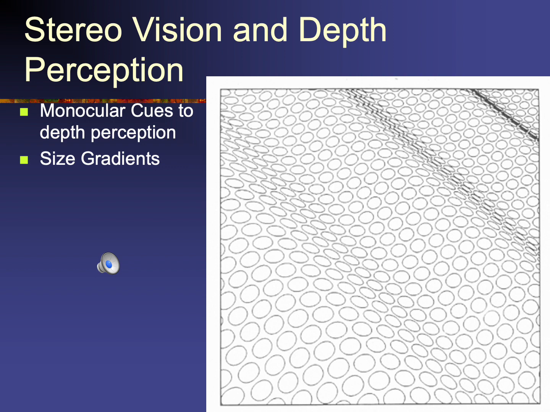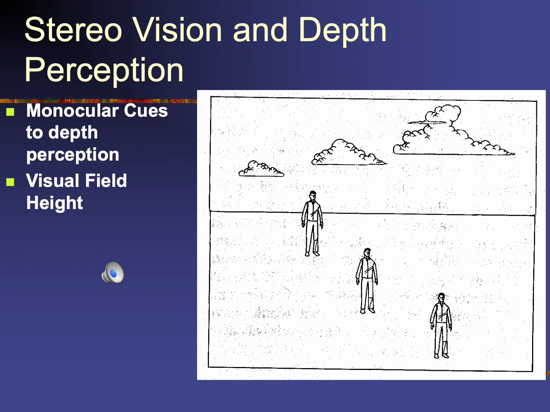Now this is not a stereoscopic clue. This is actually a mono clue that has to do with the size of objects, very similar to the linear perspective clue that I showed you before with the railroad tracks. Another clue is the height of objects in the visual field and where they are relative to other objects.